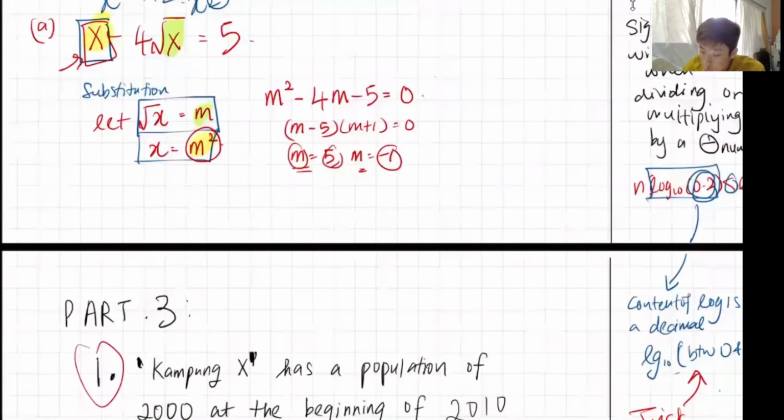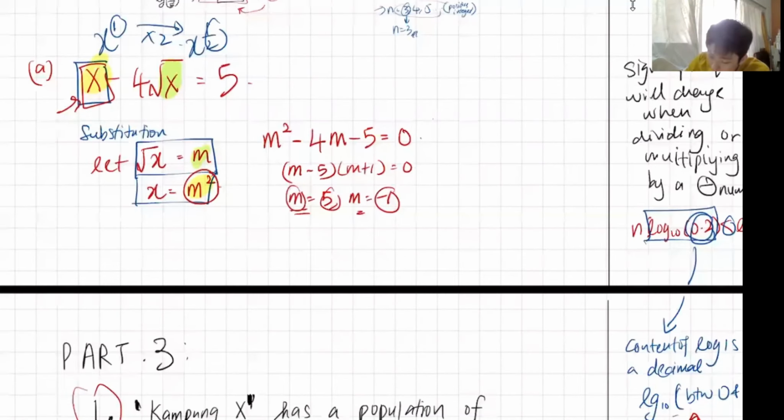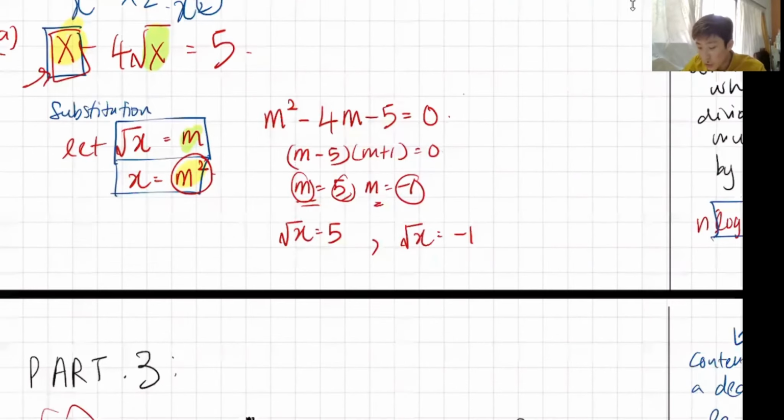So what you do is we resubstitute back. Since we know that m is actually square root x, according to the first substitution, we know that square root x is equal to 5. Then we also know that square root x is also equal to -1. It's still quite simple, right? We reach this stage.